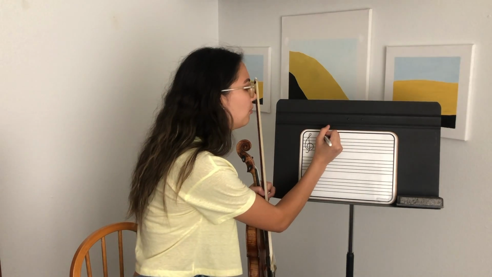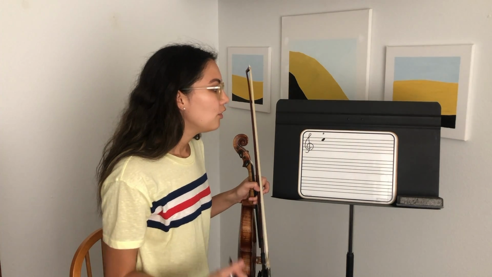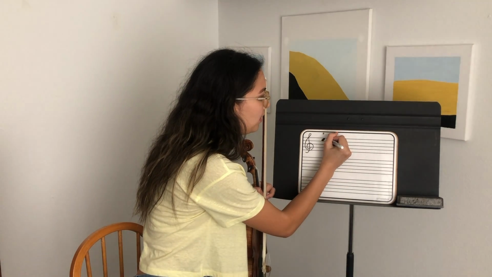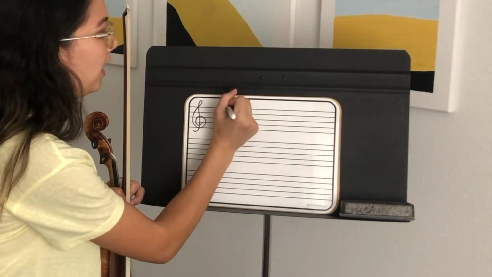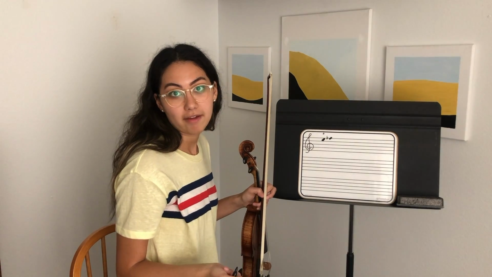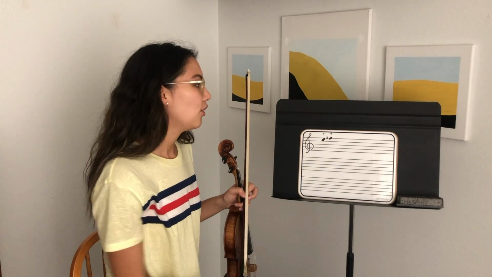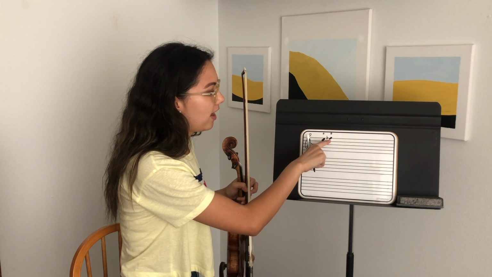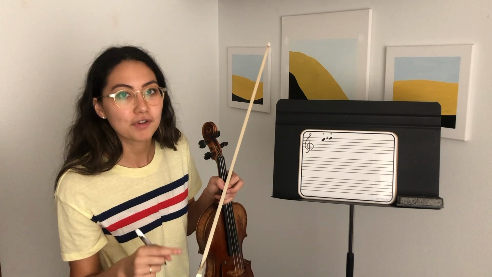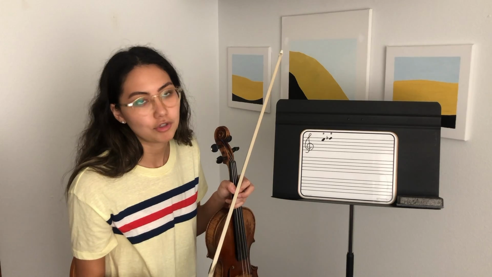And E natural you play with your open string. And then you could also have F flat. So F flat would be on the fifth line with a little flat sign. And the only way you can play an F flat is also your open E string. So normally when we see that note on the fifth line of the staff, we would want to use our first finger, but because it has a flat sign, we have to use our open string.